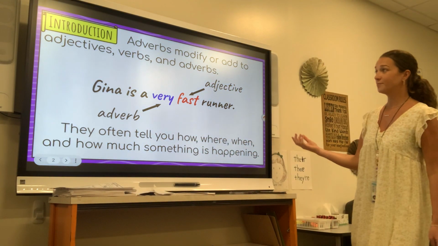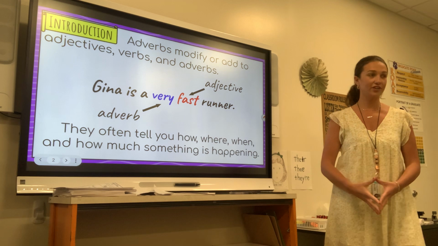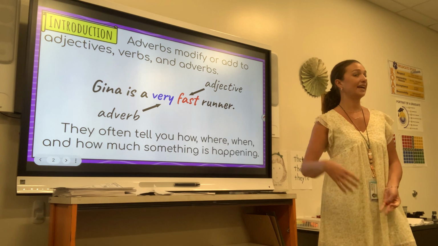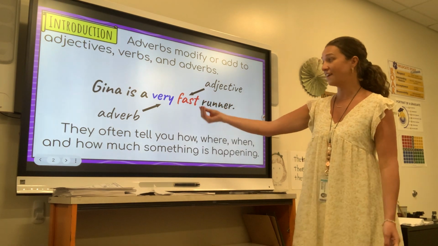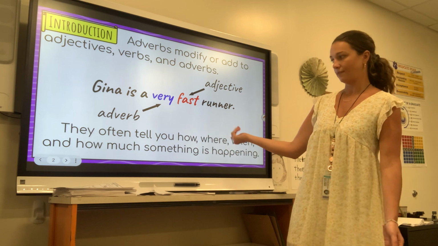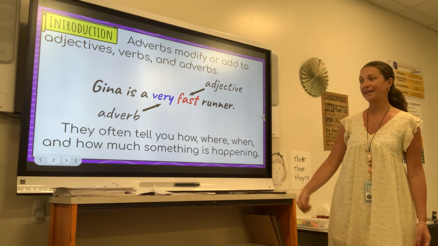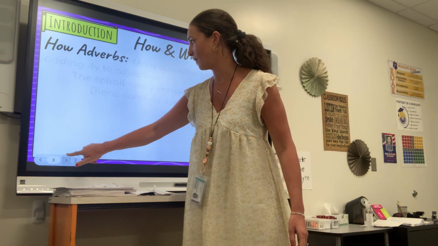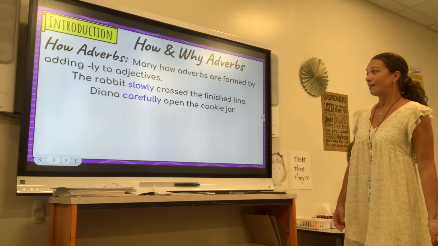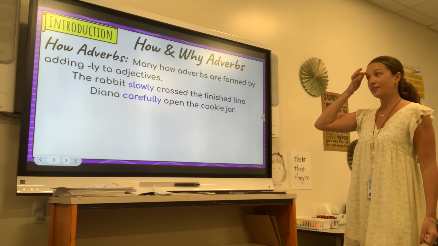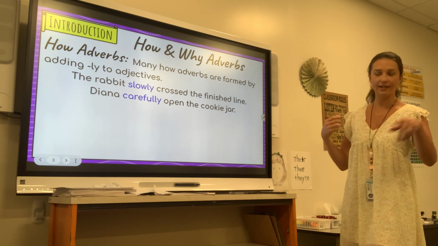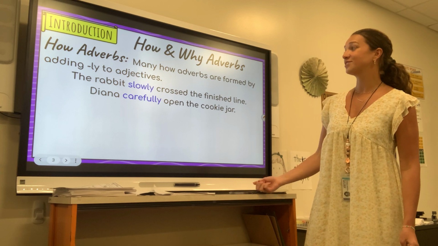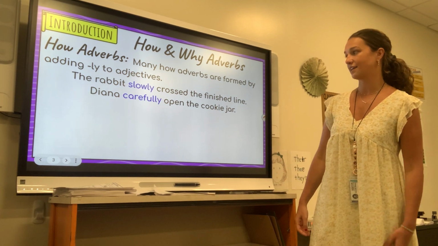Okay, adverbs. Adverbs are used to modify or add to adjectives, verbs, and adverbs. Like for the sentence, Gina is a runner. That's kind of boring. We can add adverbs to make it better. Gina is a very fast runner. They often tell you how, where, when, and how much something is happening. Many how adverbs are formed by adding ly to adjectives. The rabbits slowly crossed the finish line.